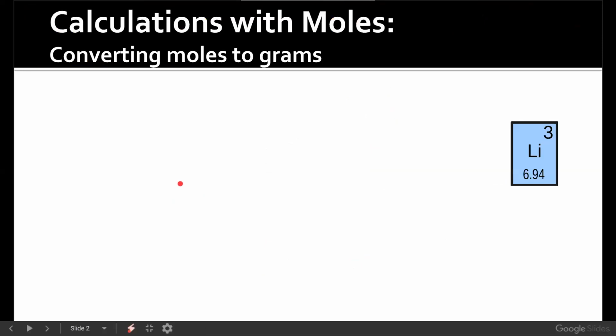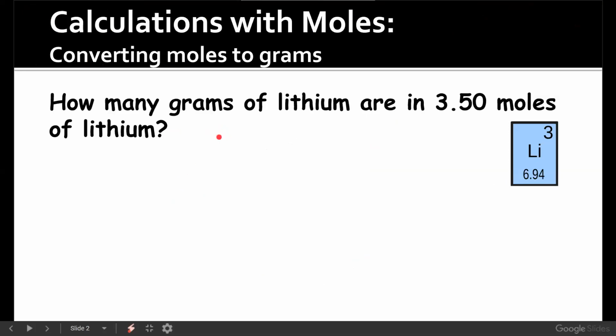That way you can follow along as I'm going through these notes. So the first thing we're going to be talking about today is calculations with moles. This is going to be converting moles to grams. So how many grams of lithium are in 3.5 moles of lithium?